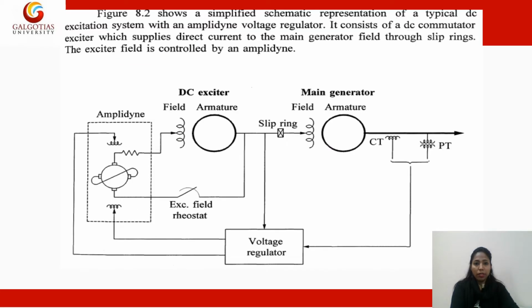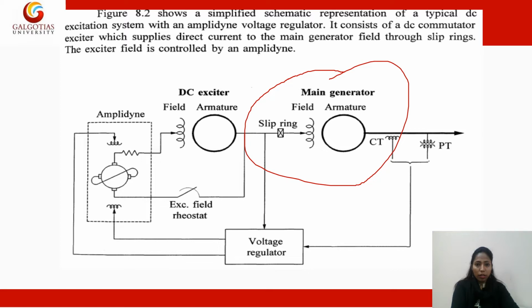Now see, this is the DC excitation system with amplitude voltage regulator. This is the main generator or synchronous machine, where the field winding is on the rotor side and the armature winding on the stator side. So CT and PT are also connected for protection.